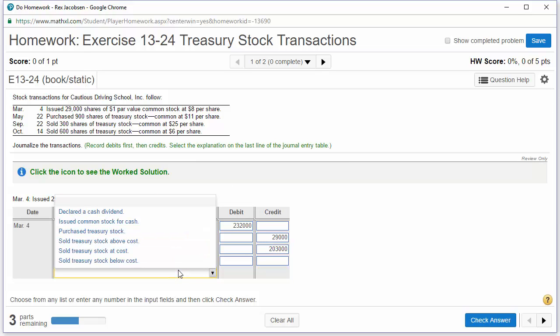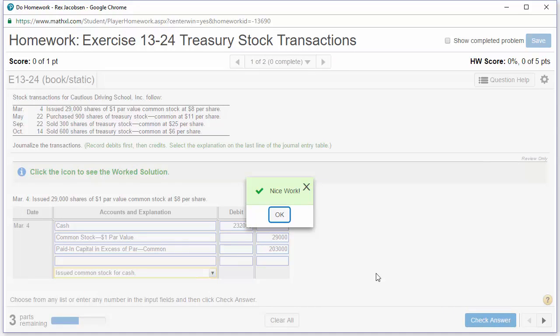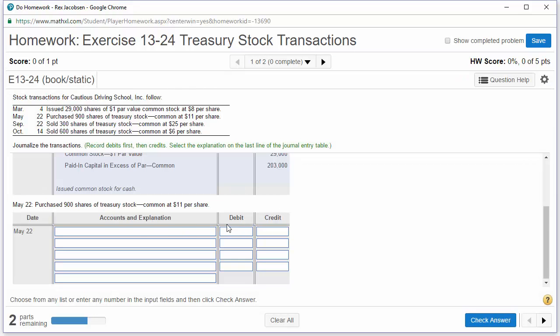And we need an explanation. We issued common stock for cash. Okay, now it's May 22nd. We purchased 900 shares of Treasury stock. So basically we're buying our own shares back from the stock market.